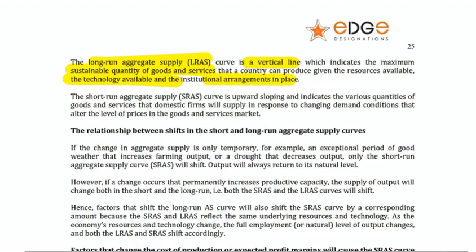What about the short run? In the short run, the curve is upward sloping. We're not talking about the very short run, we're talking about just the short run supply curve. That indicates the various quantities of goods and services that domestic firms supply, as we start to experience changes in demand conditions, changes in the levels of prices of goods and services in the market.